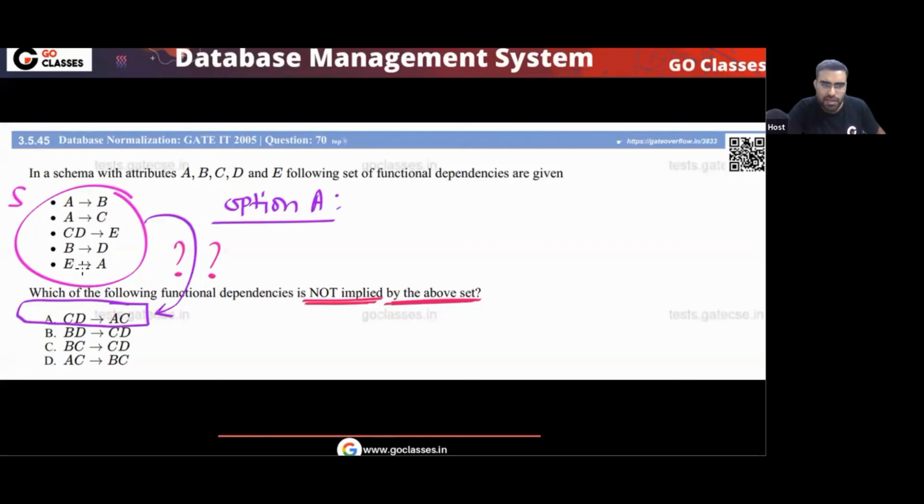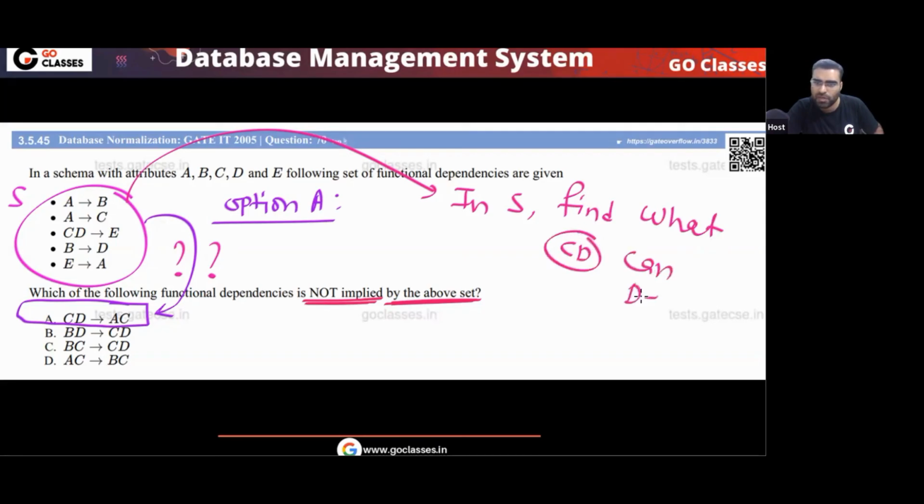The best way is, in this S, you find the CD closure. In this S, find what CD can determine. Finding what CD can determine means you find the CD closure. Can CD determine AC? Okay, our target is AC. So tell me, what is the CD closure?